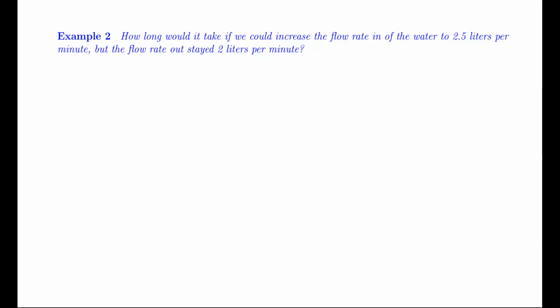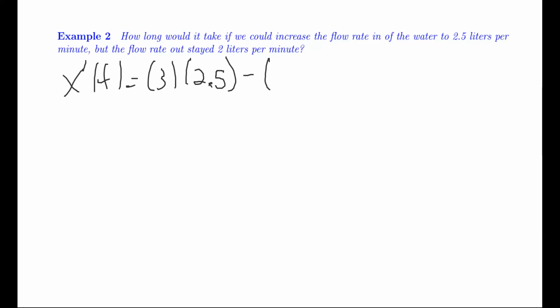Well, we're going to have to change our equation now to dx/dt, or x prime of t, is equal to, still 3 is the concentration. The flow rate in is now 2.5 liters per minute, minus, okay, now this part changes as well. The concentration is the amount of pollutant divided by the volume of the tank. Unfortunately, the volume of the tank is now changing. And how is that changing? Well, let's use V of t to write out the volume of the tank.